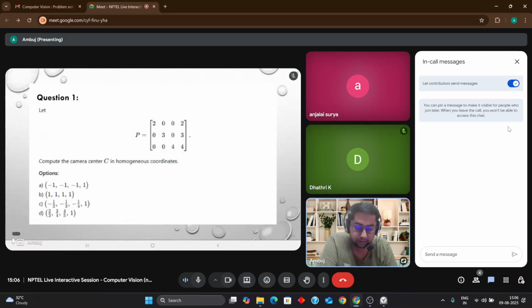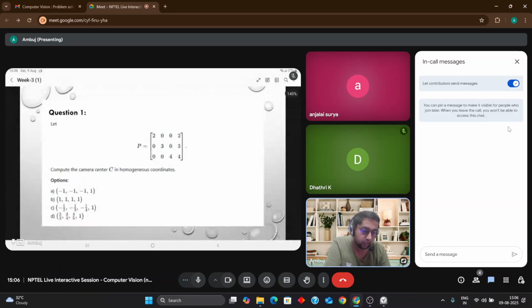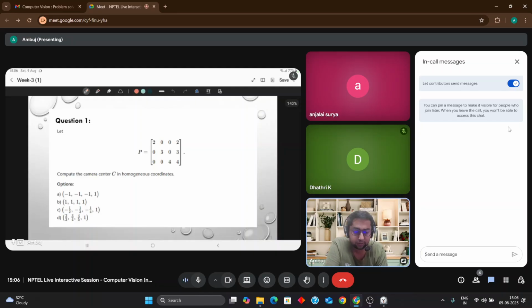So the very first question is this one. Let P be this particular matrix. This is a 3 cross 4 matrix, and you have to compute the camera center C in homogeneous coordinates, and your options have been given. Please note this question is related to the concept of pinhole camera geometry. Whatever questions I take in this session will be more or less regarding this concept, that is pinhole camera geometry.